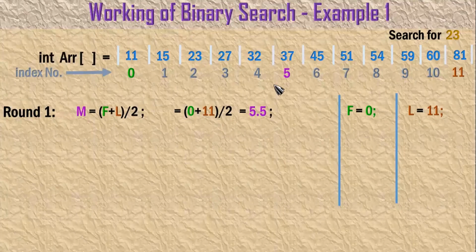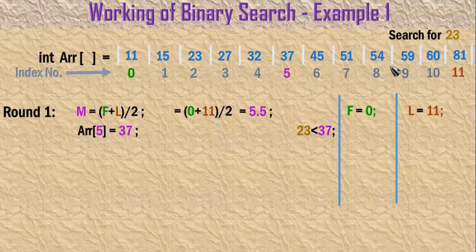Now in the middle element 37 is there. So we are searching for 23. It is lesser than 37. So when it is sorted array, there is no meaning in searching this second half, because what we are searching will be in the first half only, because search element is lesser than the middle element. So it will not search in the second half.